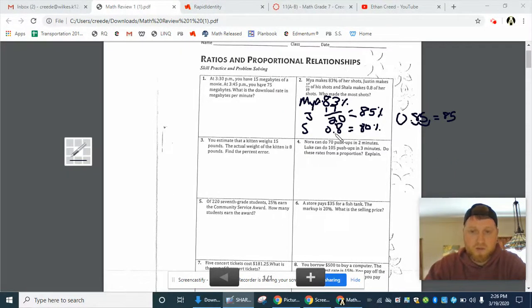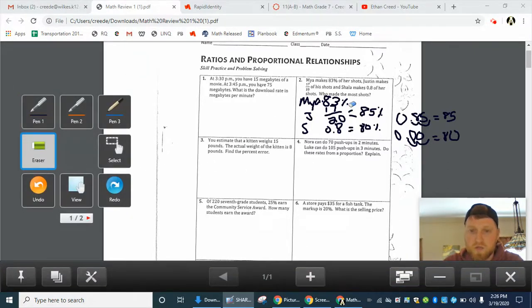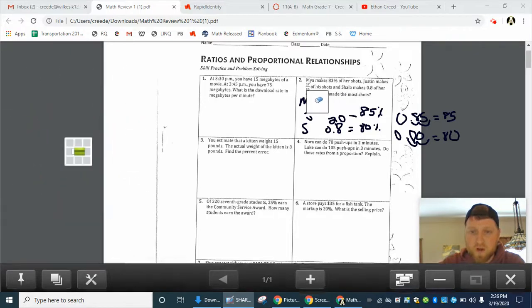In this case, Shayla has 0.8. If you follow that with a 0, then you just move that decimal 2 places to the right, which is also equal to 80. Well, the question is, who made the most shots? Look here. Maya made 83%, Justin made 85%, and Shayla made 80%. So, basketball sense will tell you that Justin made most of his shots. So Justin would be the correct choice there.